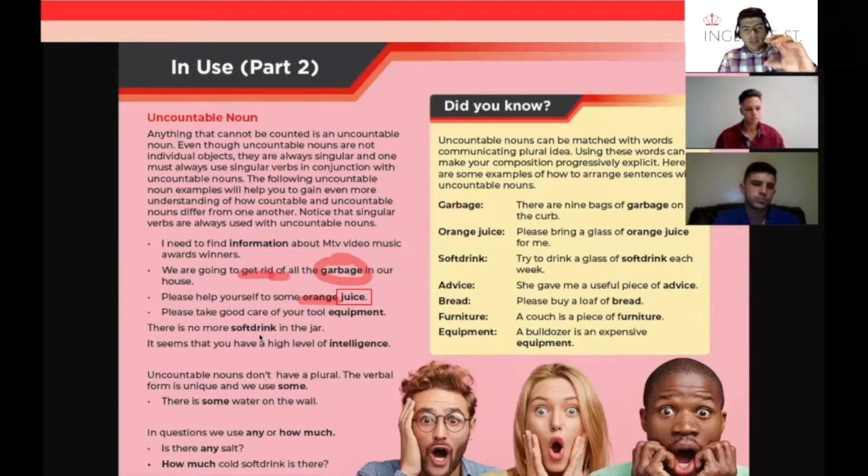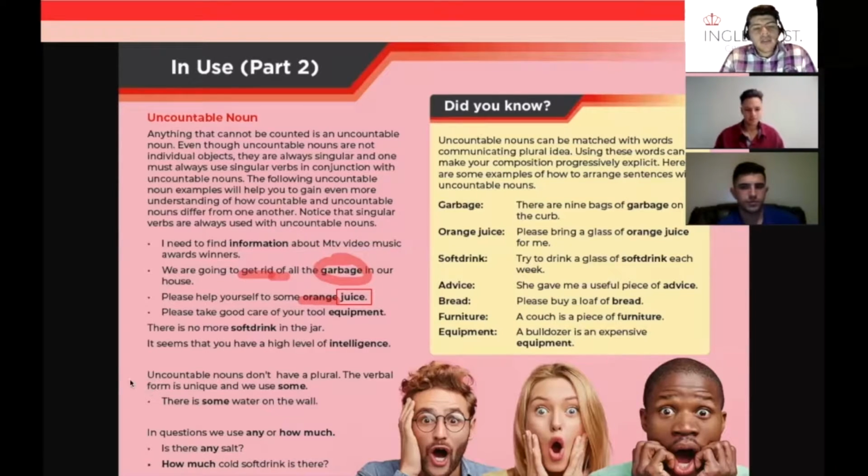Perfecto. ¿Ok? Una drink en general se le llama una bebida con alcohol y entonces una soft drink es una bebida sin alcohol. Okay, it seems that you have a high level of intelligence. Lastly, bueno, otra vez, intelligence es una cosa que no se puede contar. Bueno, llegamos al it seems, es parece. Seems, yes, it seems es parece. It seems that you have a high level of intelligence. Parece que tienes un high level of intelligence. Muchas gracias, Levi. Yeah, that's the meaning of it seems.